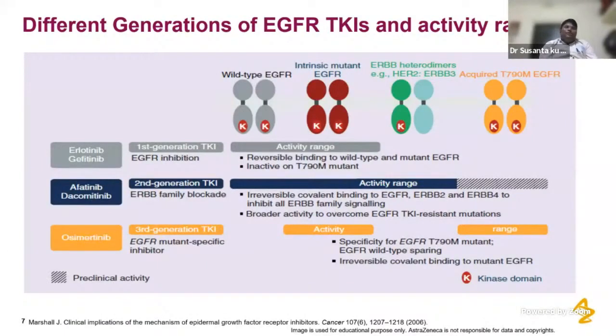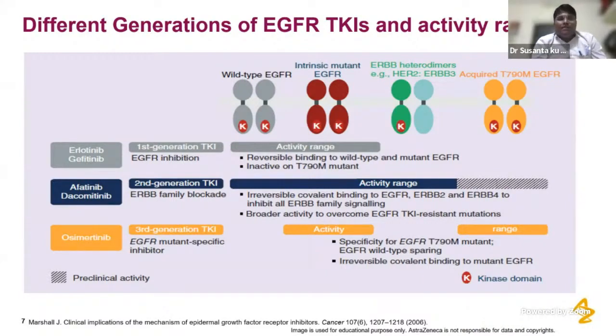The erlotinib and gefitinib are first generation TKI. It is EGFR inhibition along with mutant EGFR. It can bind to the wild type. Another thing, it is reversible binding. So it is inactive on T790M mutant. So erlotinib and gefitinib are first generation TKI and it is reversible binding. So the action is not long standing.